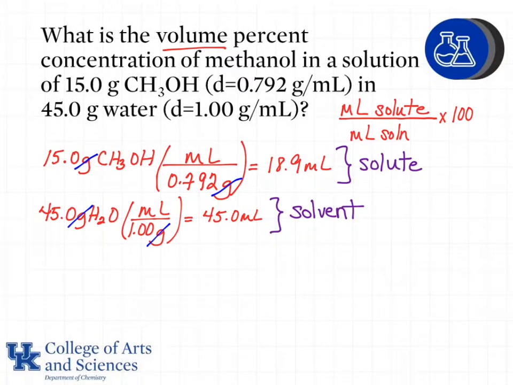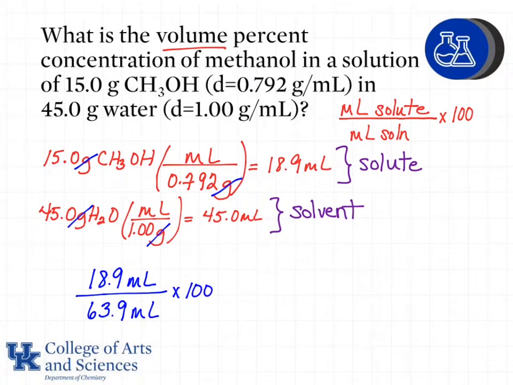When we plug the values into our equation, we get 18.9 milliliters over 63.9 milliliters for our solution times 100. Remember that solute plus solvent equals solution, so we have to add the volumes together to get the volume of the solution. When we solve the problem, we get 29.6% by volume.